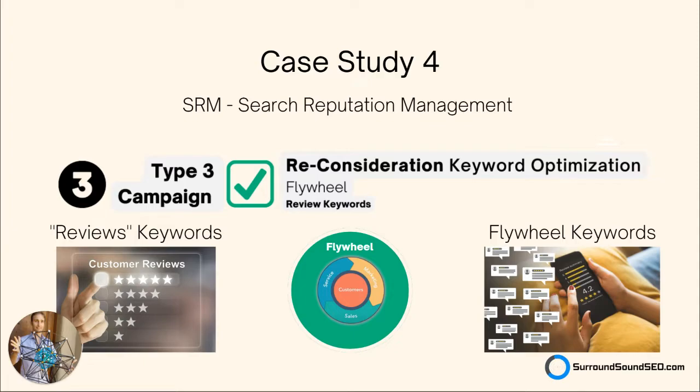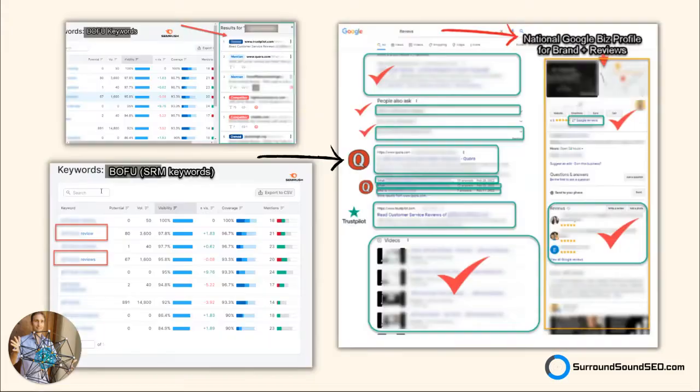We call this the Search Reputation Management, or SEMrush also calls it SRM. We call this the reconsideration keyword optimization, or the flywheel, for review keywords. Here's a little overview. We did have to redact every aspect of this campaign because it's still active, but it gives you the idea. On the left, we're using SEMrush's Surround SEO keyword tools. You can see we're tracking bottom of funnel and flywheel funnel keywords.